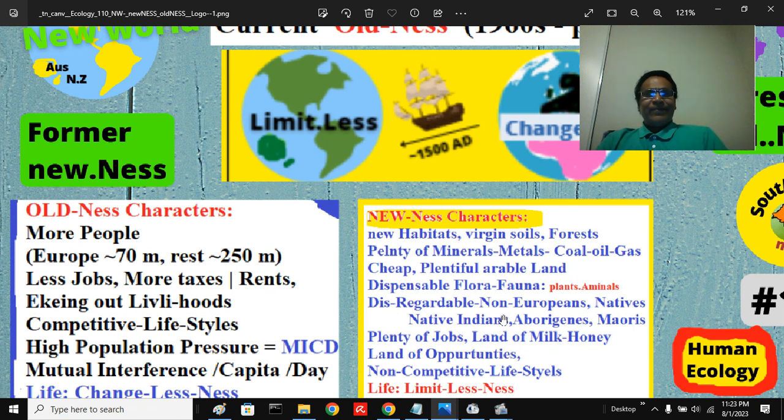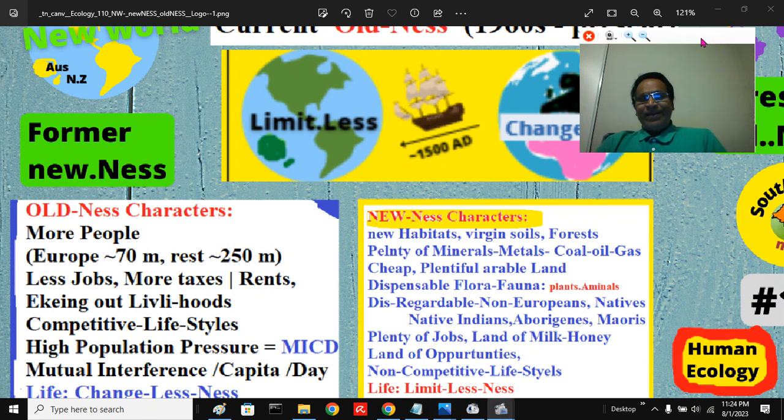benefit. And there are also disregardable non-Europeans called natives, native Indians, Amerindians, or Aborigines, Maoris in New Zealand, Australia, and so on. It is the land with plenty of jobs, land of milk and honey, cornucopia land, land of opportunities, plenty of opportunities. Still, if you go to the United States, people talk of the land of opportunities. They are still living in the old paradigm, that's called cultural lag. There is no such thing like that.